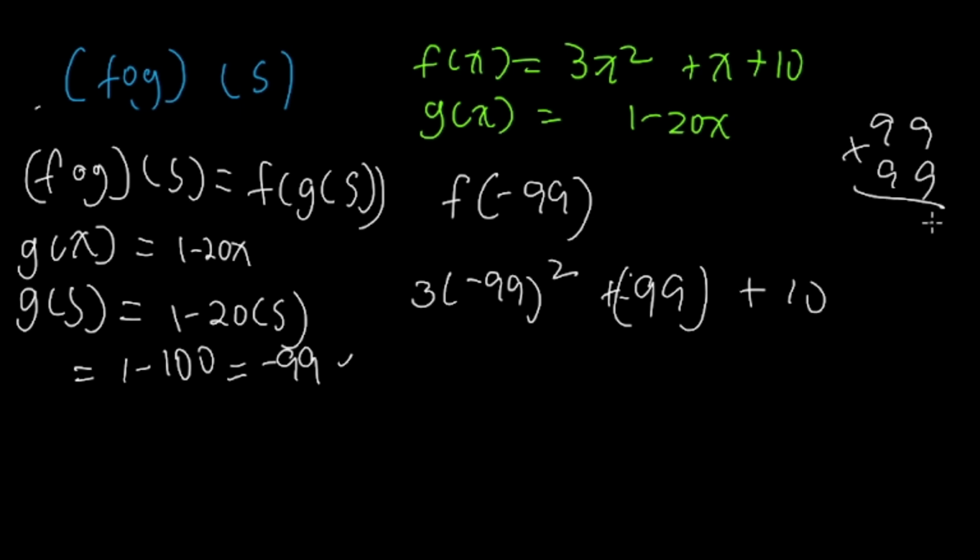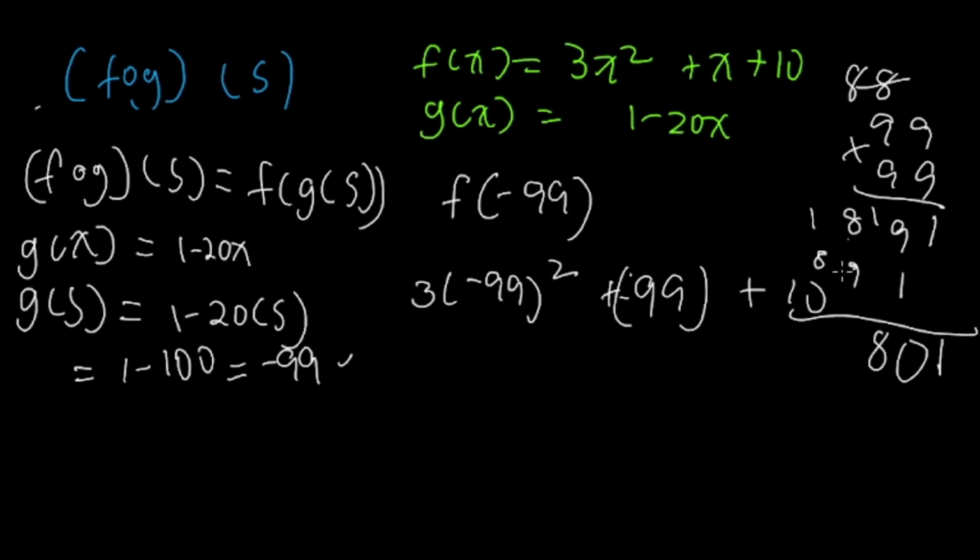9 times 9 is equivalent to 81. 9 times 9 is 81 again. 81 plus 8 gives you 89. 9 times 9 is 81, 81 plus 8 gives 89, and 8 plus 9 is 17. You get 9,801. Alright, so we've gotten 9,801.